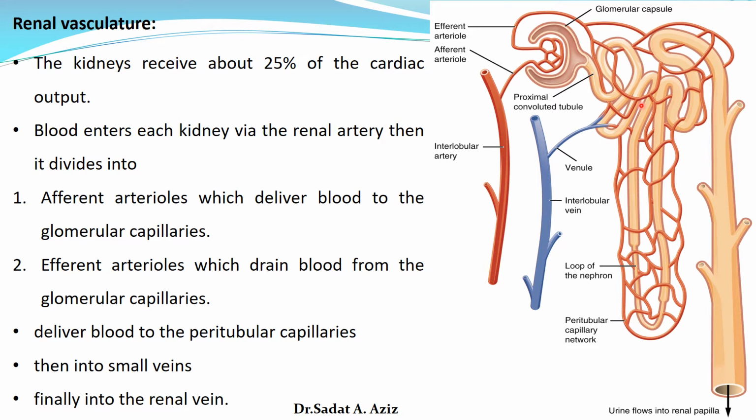Then the peritubular capillaries, this network of capillaries, merge to form what? To form a venule, a small vein, and then finally the venules merge, or combine, to form the renal vein. Okay, the renal vein drains the blood from the kidneys toward the vascular system, toward the heart.